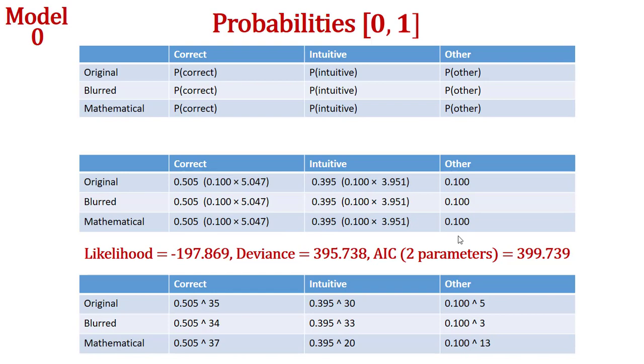What you can see is that if you do 0.395 divided by 0.1, that gives you 3.951, which tells you that the probability of observing an intuitive answer is 3.95 times higher than observing another answer. And the probability of observing a correct answer is 5.047 times higher than observing another answer.